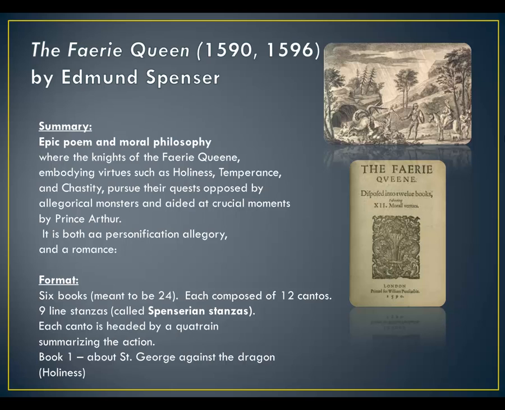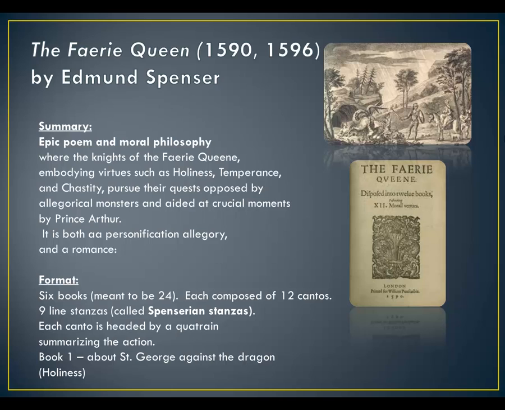So the format is, this is just 6 books long, but it was meant to be 24. He never finished it. It's a big book though. Each book is composed of 12 cantos, and each of those cantos consists of a certain number of 9-line stanzas, and these are called Spenserian stanzas. These are still recreated today.